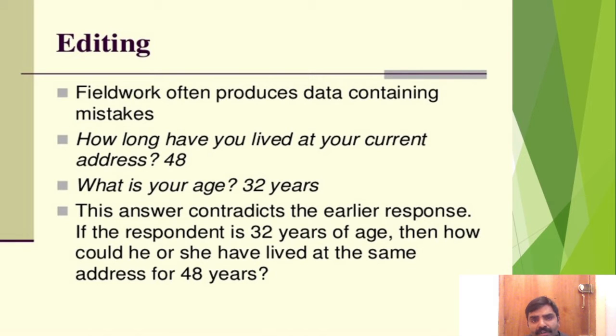Editing, the fieldwork often produces data containing mistakes. How long have you lived at your current address? Say, as an example, the respondent gives us 48 years. What is your age, if you ask? He may say 32 years. This answer contradicts the earlier responses.